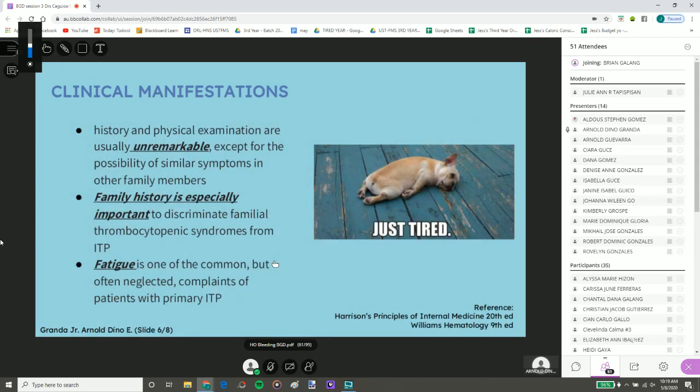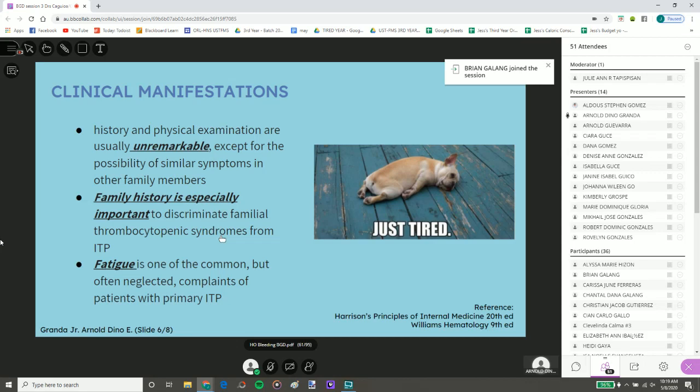History and physical exam are usually unremarkable. What's important to us about the patient is their family history, because from there, we could discriminate the familial thrombocytopenic syndromes from ITP. Another important finding is that fatigue is one of the common but often neglected complaints of patients with primary ITP.